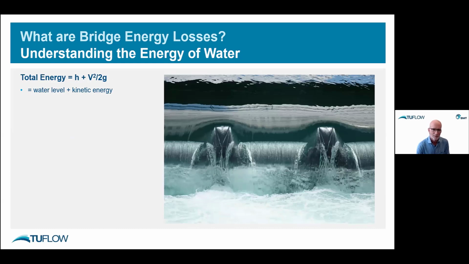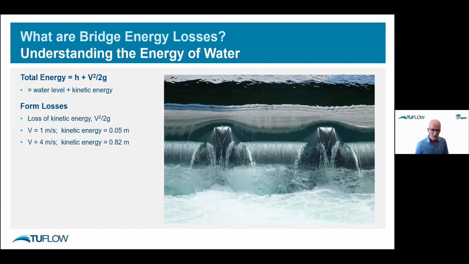So when we talk about energy losses as a form loss, we're talking about a loss of kinetic energy. Many of you would probably remember that the total energy of the water is the water surface plus its kinetic energy, which is V squared on 2g. It's important to understand that we're talking about velocity squared here, so it makes a big difference how fast the water is moving. It's not proportional to velocity, it's proportional to velocity squared. If your water is moving at 4 meters per second, you have nearly a meter of energy to dispel.